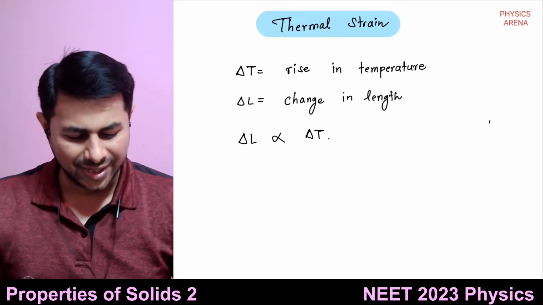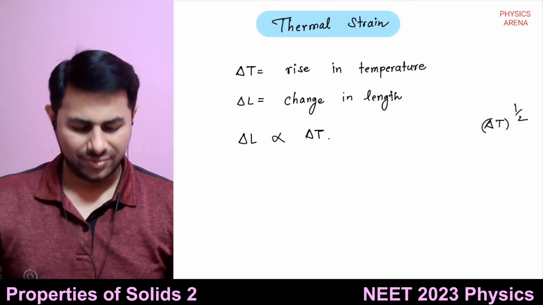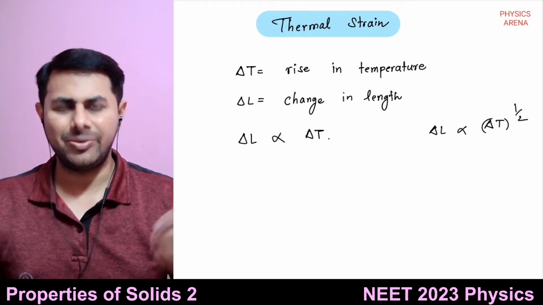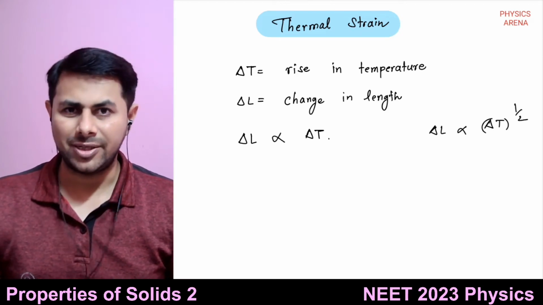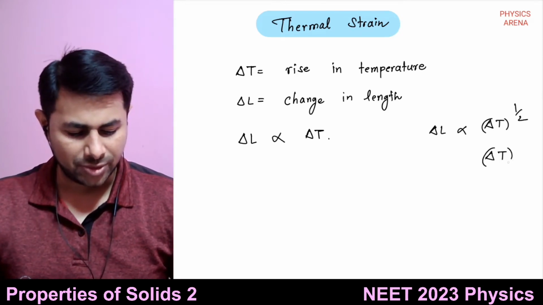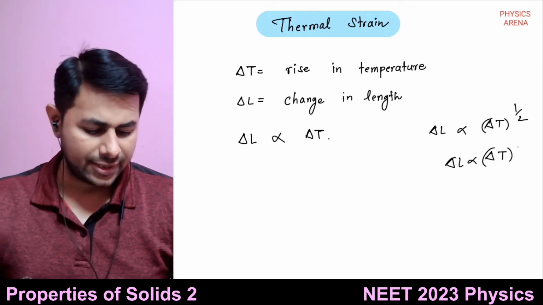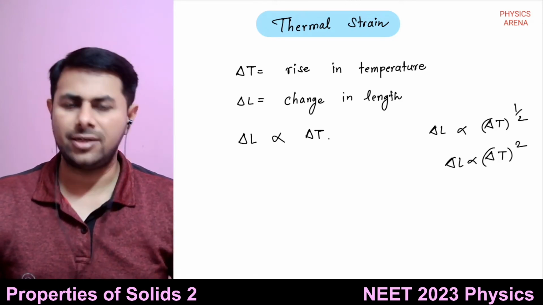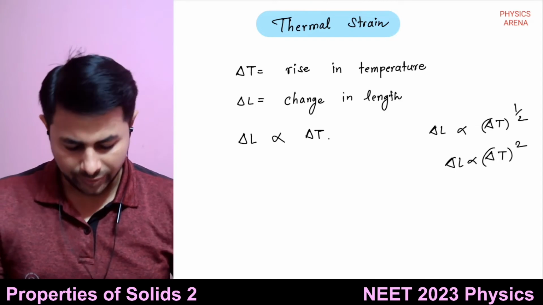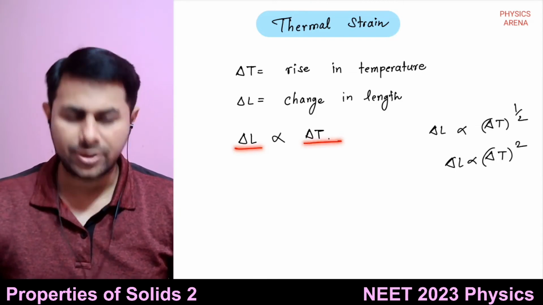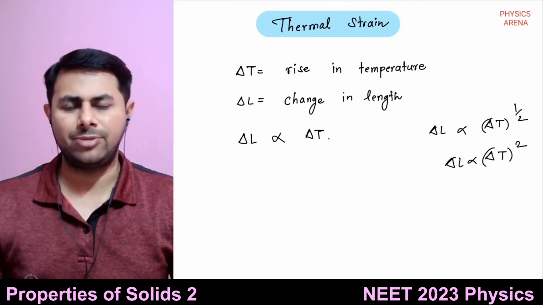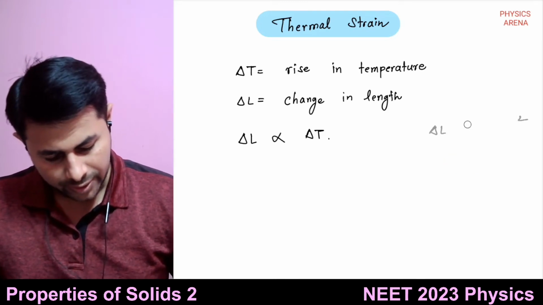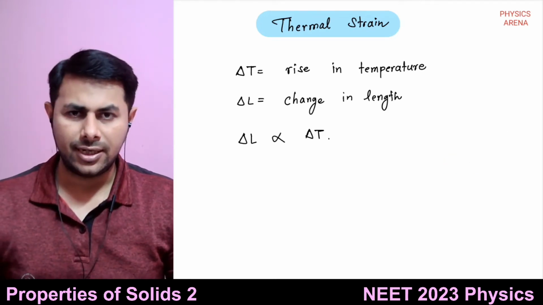You might say even if it is delta T raised to half, right? Even if delta L is proportional to delta T raised to half, still there will be increment in length if there is rise in temperature. If delta L is proportional to delta T raised to 2, still there is increment in length if there is increment in temperature. So how do we know that delta L is proportional to delta T only? We know this from experiments, nothing else. So delta L is directly proportional to delta T.